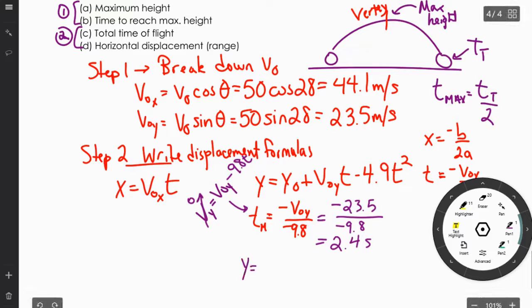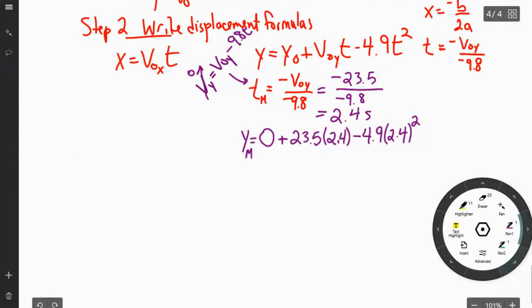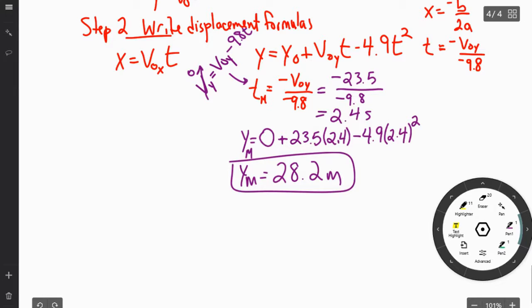Okay? Now, here's why we write the displacement formula, because we actually have to calculate that position. So y max is going to be equal to 0, because we're starting on the ground, plus v0y, which is 23.5, multiplied by 2.4, minus 4.9 times 2.4 squared, and that's going to give us our maximum height of 28.2 meters. And if you remember, that was our maximum height in the previous answer, okay?